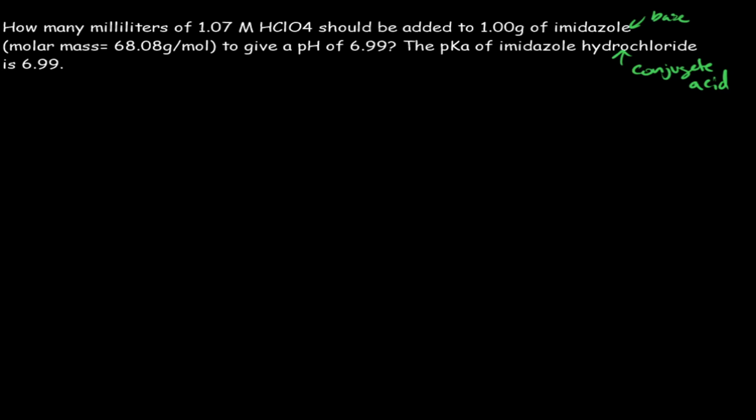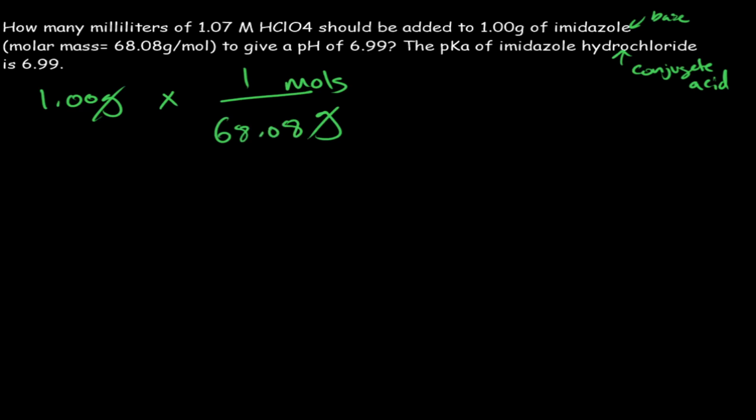So it tells us we have 1 gram of imidazole, and it gives us the molar mass. So 1 gram times moles over grams, grams will cancel out. So 1 mole has 68.08 grams. So 1 divided by 68.08 would give us a value of 1.47 times 10 to the negative 2 moles of B. So we know that we have 1.47 times 10 to the negative 2 moles of imidazole, which is our base.